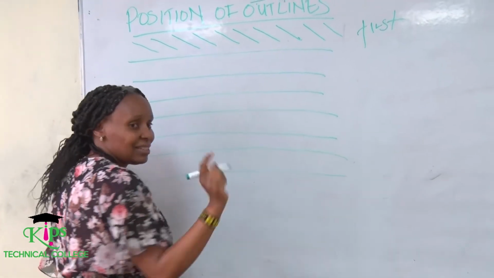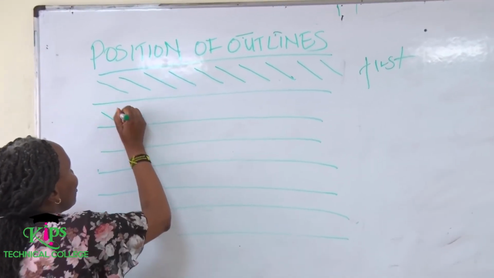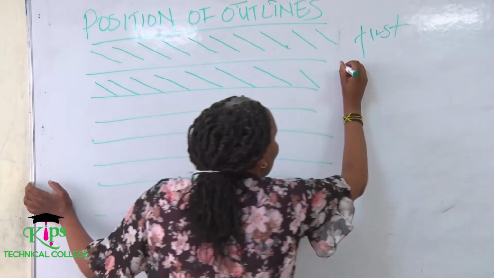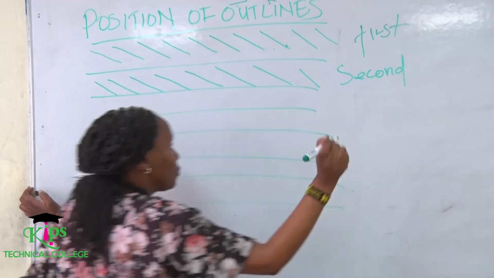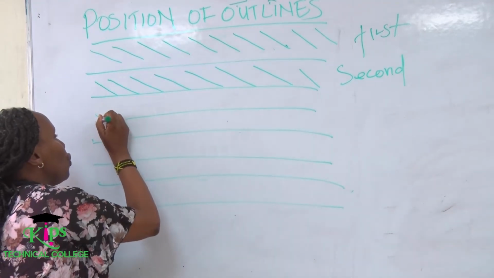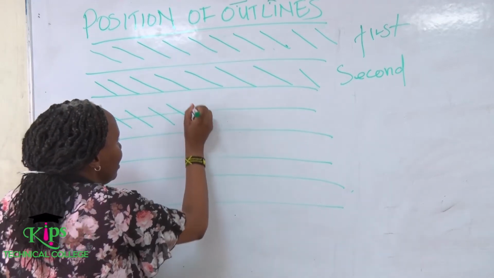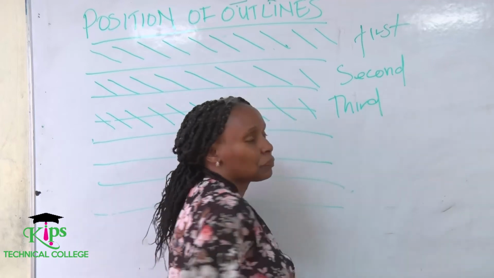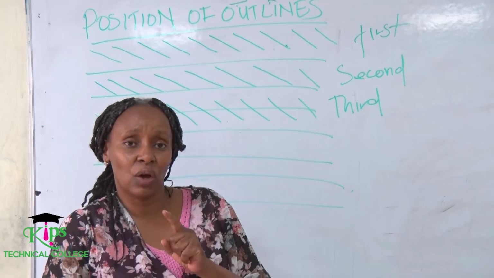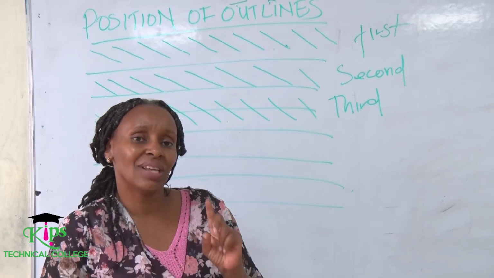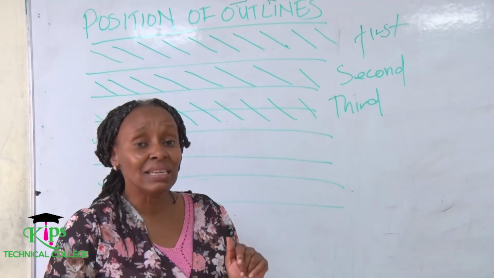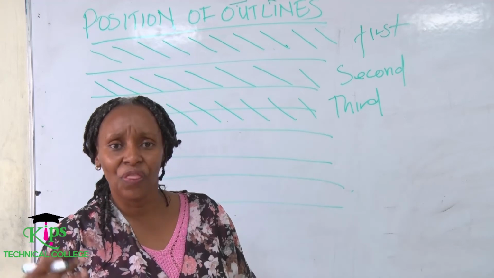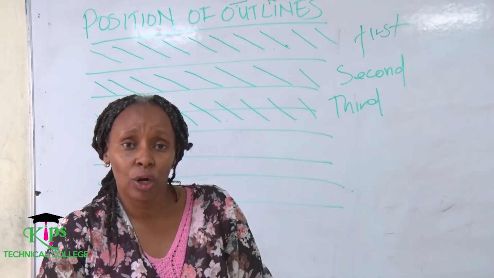Then second position, that is what I have told you to write. The outline touches the line. Which we call second position. And third position means that the outline goes through the line. If it goes through the line, it is third position. Okay, so we've got three ways of representing an outline. First position, where the outline goes above the line. Second position means that the outline touches the line. And third position means that the outline goes through the line. So those are the three positions in shorthand.